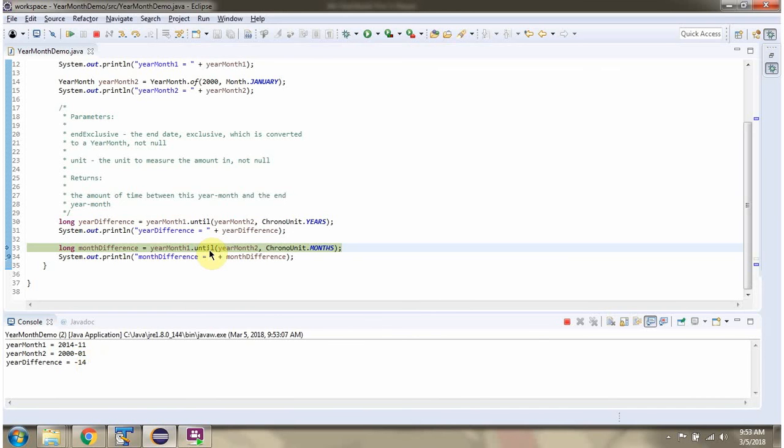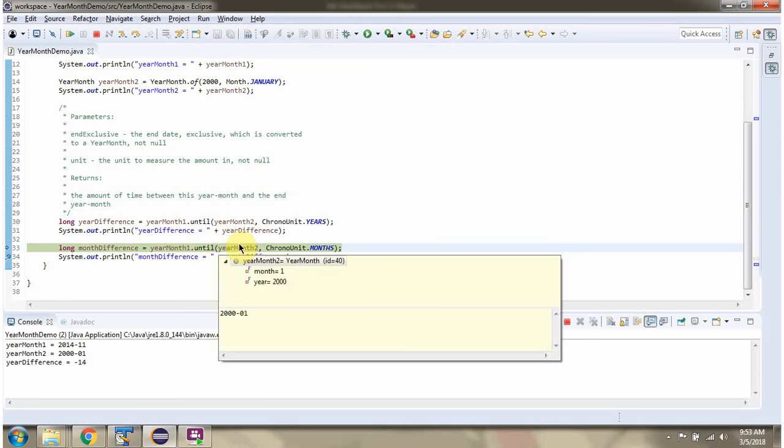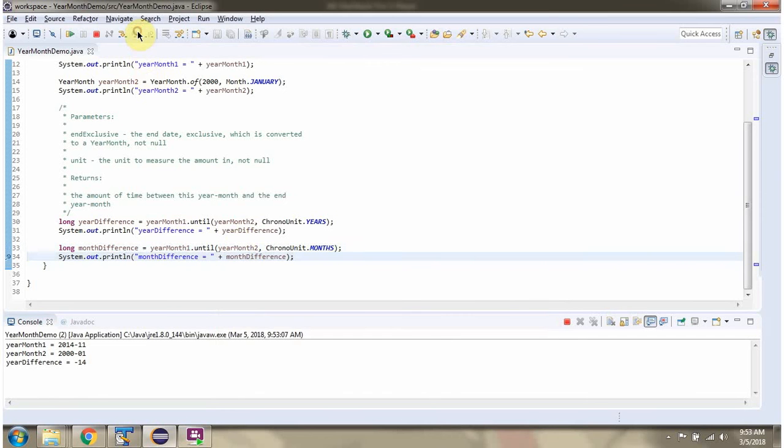Here I am calling the until method of YearMonth1 and passing YearMonth2 and the temporal unit as months. So this method will return the month difference between YearMonth1 and YearMonth2. And the month difference between YearMonth1 and YearMonth2 is 178.